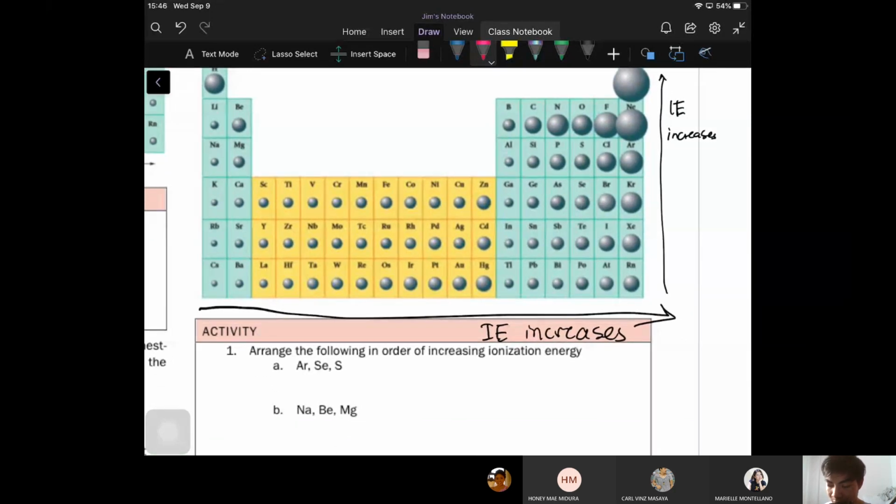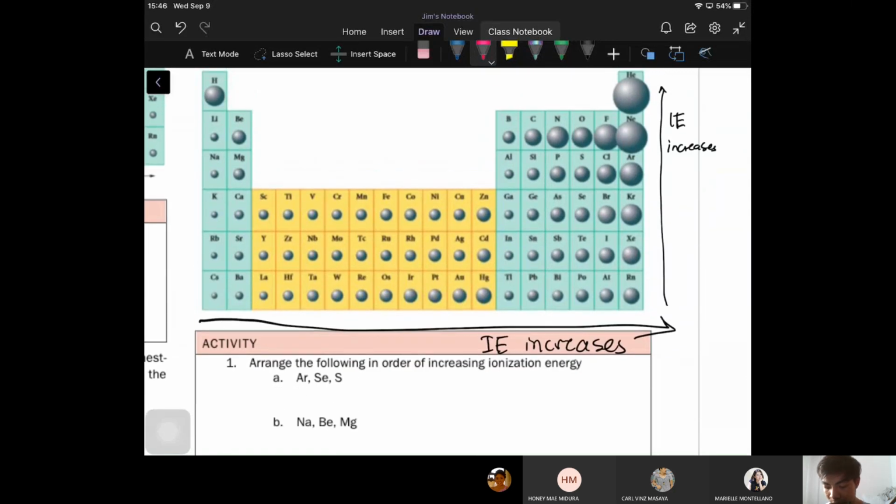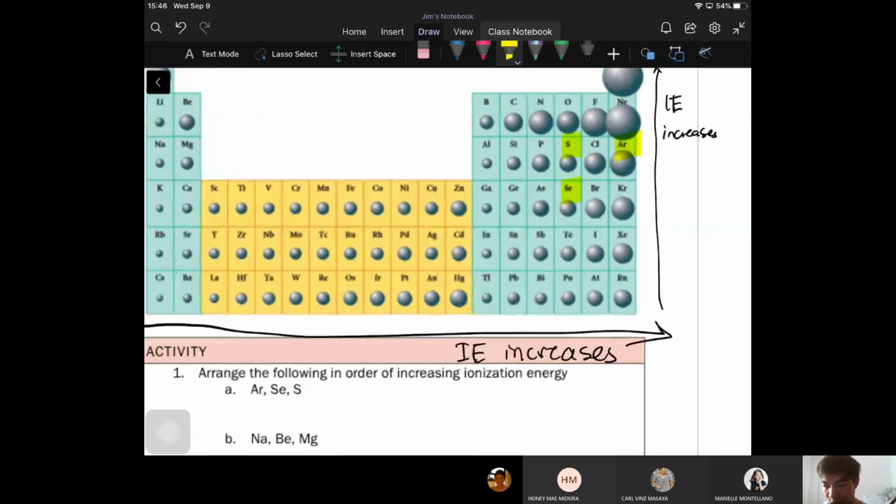Okay? So I have this. No? Arrange the following in order of increasing ionization energy. Argon, selenium, sulfur. Okay, so I'm going to judge them based on their increasing ionization energy. Yung element sa rightmost side and sa topmost side, that should give me an idea kung sino yung may pinakamataas na ionization energy. Okay, so let's compare sulfur and argon with selenium. Sulfur and argon ay nasa taas, si selenium ay nasa baba. That means compared to selenium, sulfur and argon would have the greater ionization energy. So selenium, since siya ay nasa baba, siya yung pinakamababa yung ionization energy kaysa sa dalawa.